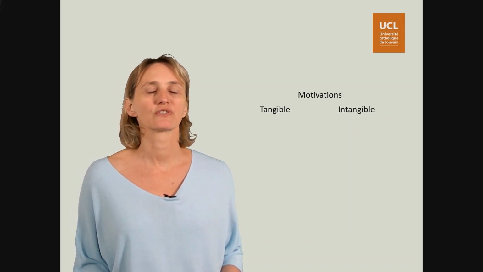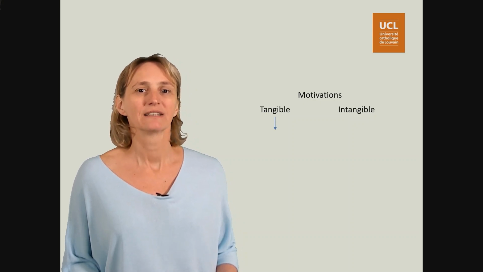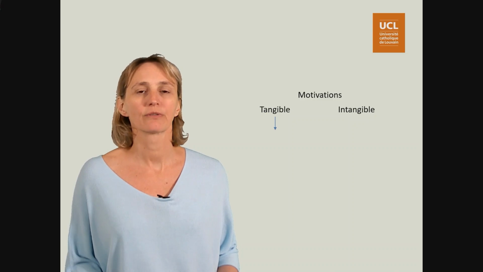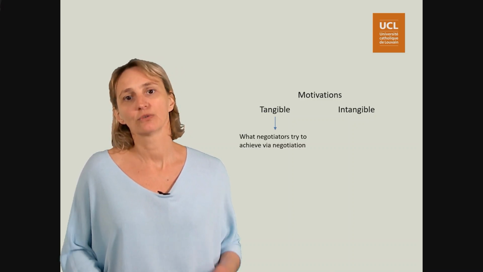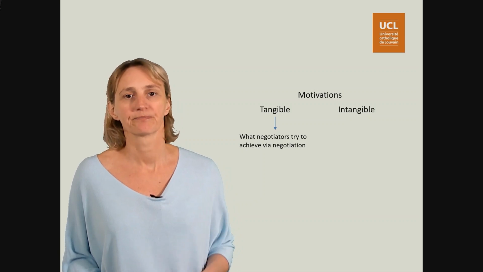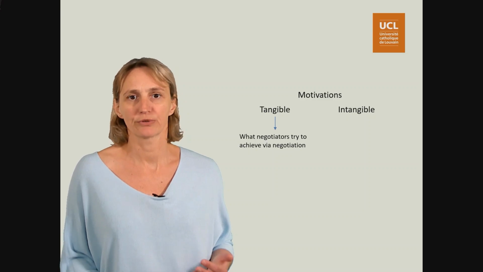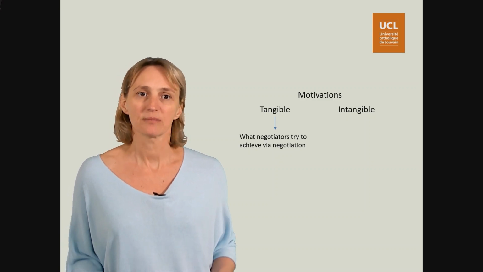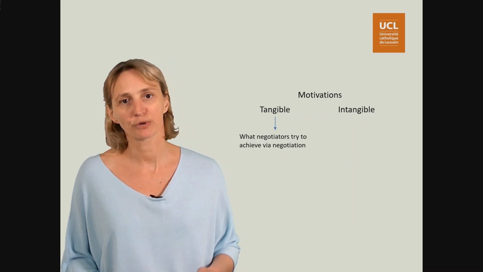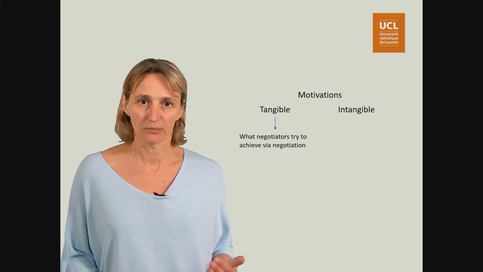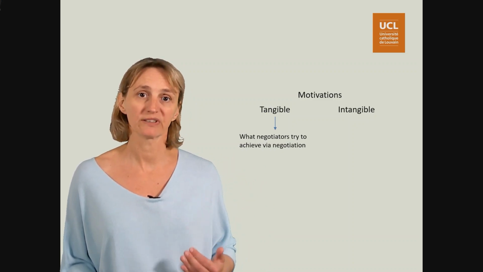Tangible motivations refer to the obvious and manifest objectives that the parties pursue through the negotiation. These objectives are related to the topic of the discussion. For example, if the topic of discussion is the sale or purchase of a flat, the tangible motivations are likely to revolve around the issue of price. The seller is motivated to sell his property at a high price, and the buyer wants to pay as little as possible.